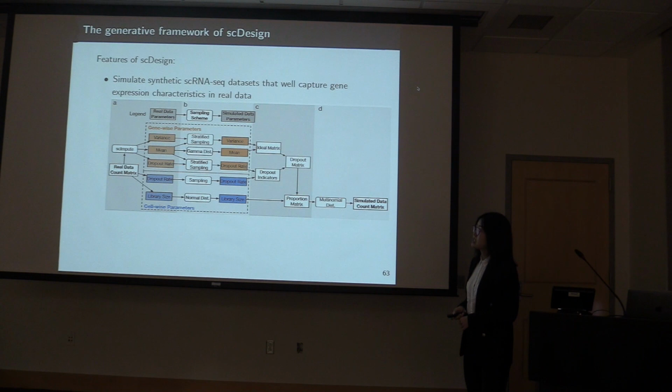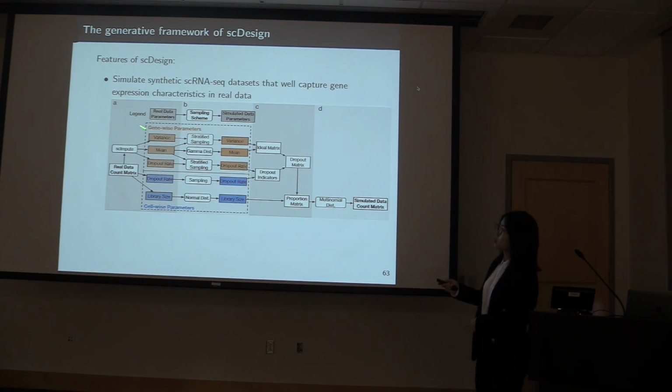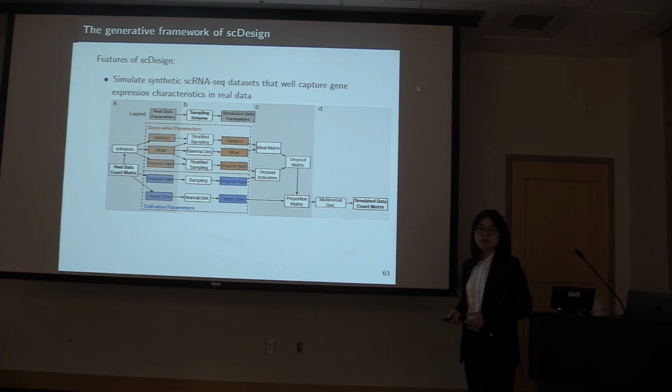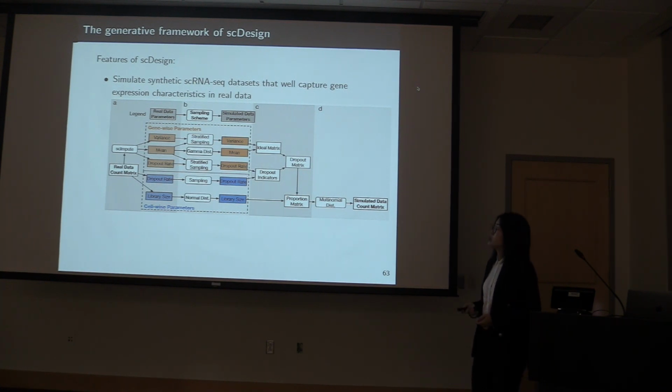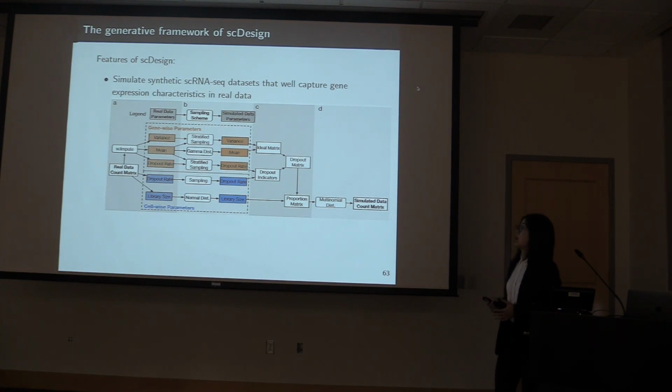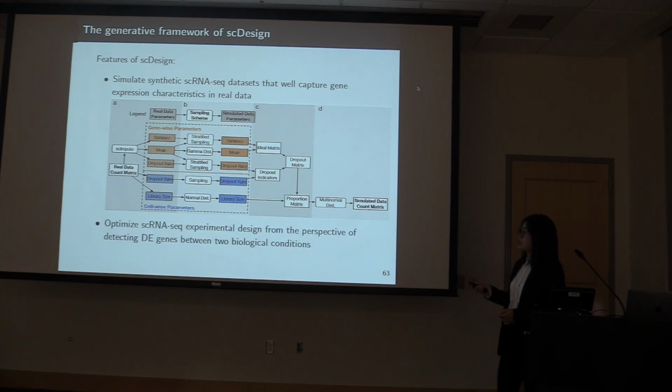And the SC design method is able to learn both gene-wise and cell-wise parameters from both real single-cell RNA-seq data and the mixture model proposed by S-impute. And based on these gene-wise and cell-wise parameters, it's able to simulate synthetic RNA-seq data that can well capture the characteristics in real data. Then, based on these synthetic data sets, we can evaluate the choice of cell numbers from the perspective of detecting differentially expressed genes between two biological conditions.